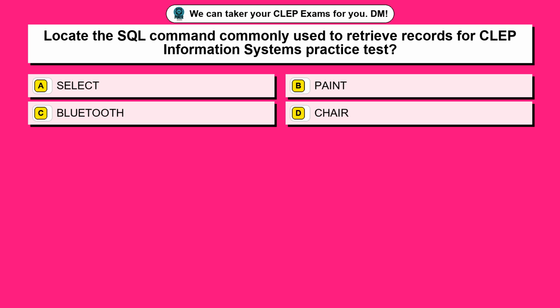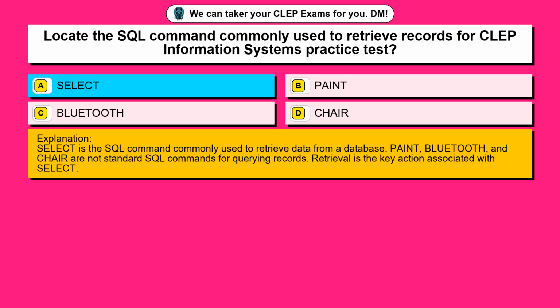Question 81. Locate the SQL command commonly used to retrieve records for CLEP Information Systems practice test. Option A. Select. Option B. Paint. Option C. Bluetooth. Option D. Chair. The correct answer is option A.